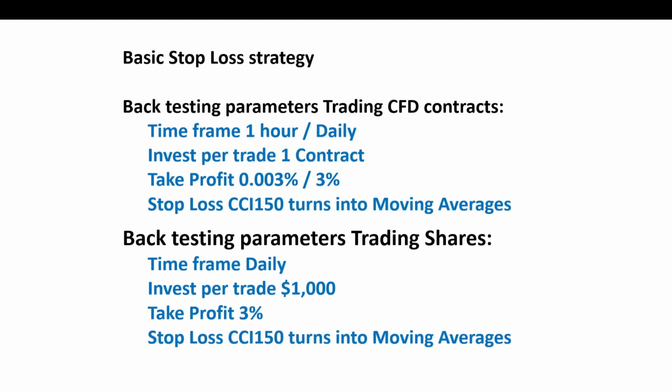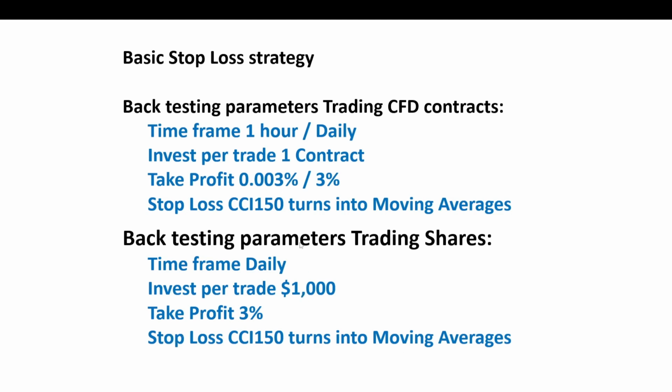If you want to follow the traditional stop loss strategy for trading CFDs on the 1 hour time frame, you invest one contract per trade, take profit of 0.003% or 3% for a daily trade if you're trading on the daily time frame, and a stop loss is when the CCI 150 turns into the moving averages. Likewise, if you're trading shares on the daily time frame, invest per trade $1,000, take profit is 3%, and again, stop loss when the CCI 150 turns into the moving averages.